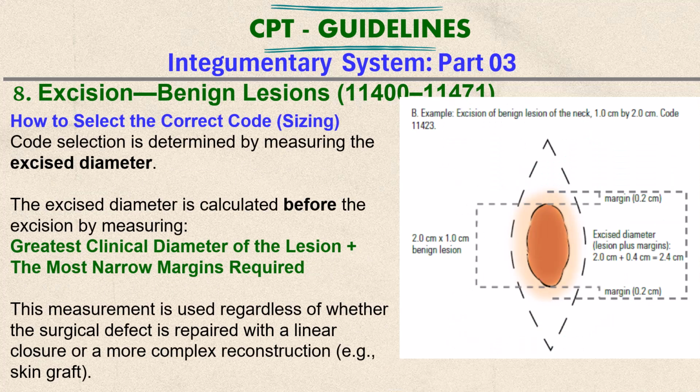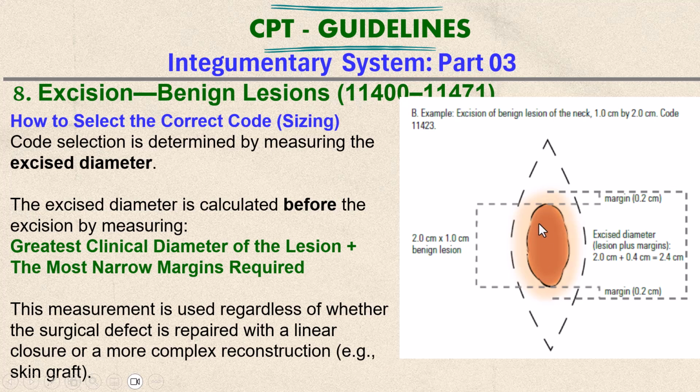So how to select the correct code? The code selection is determined by measuring the excised diameter. Excised diameter is calculated before the excision by measuring the greatest clinical diameter of the lesion plus the most narrow margin required. So you can see this is the lesion, but the margin is up to here. So you have to include the margin also.